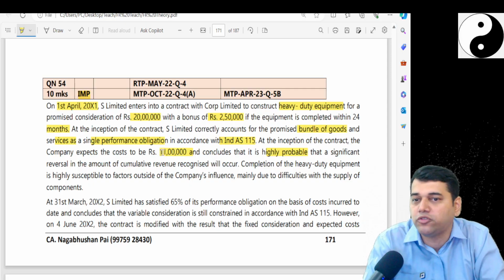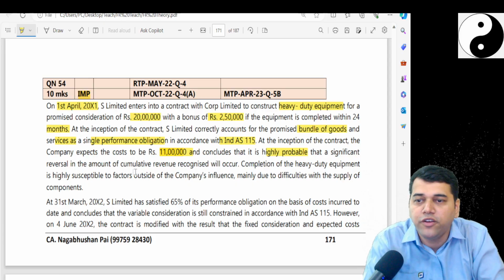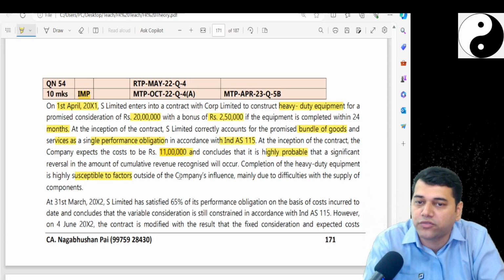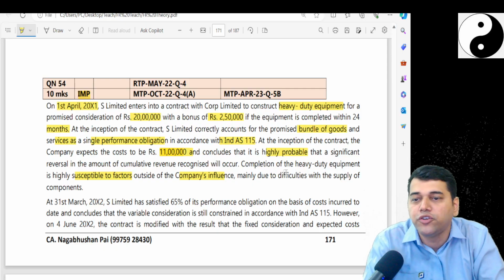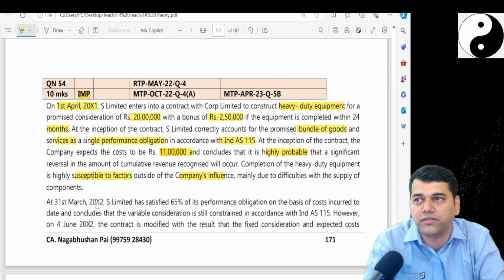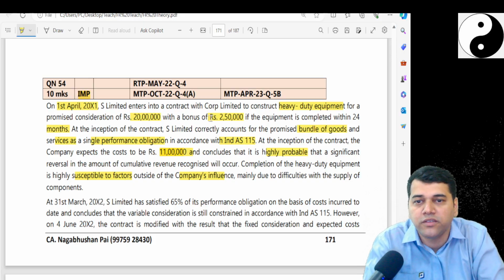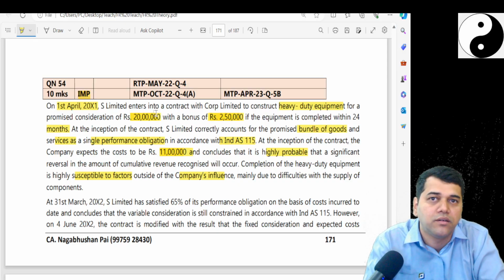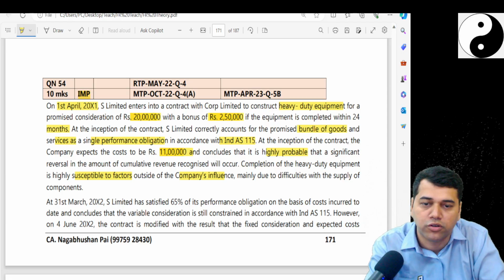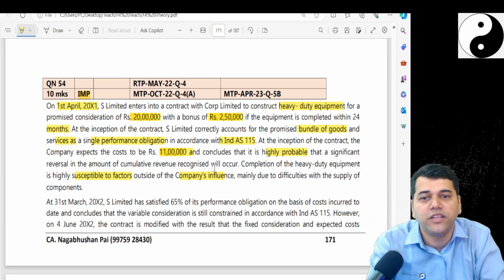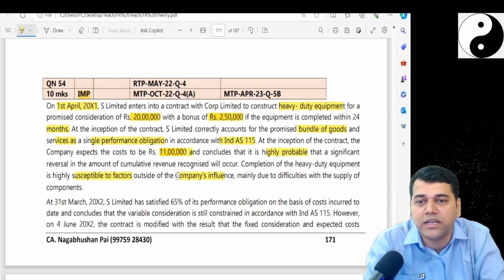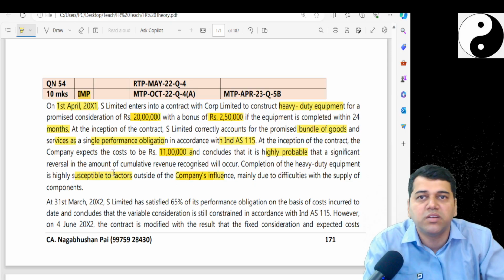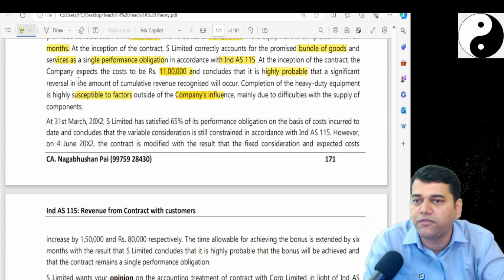Cost to be 11 lakhs. So this is your estimated cost. Completion of heavy duty equipment is highly susceptible to factors outside the company's influence, mainly due to difficulty of supply of the components. Why have they given this sentence? Probably for this bonus element. Fixed, you are definitely going to get, but bonus God knows, will you get or not. And for this they need to have that experience, and they said somewhere that the company doesn't have that experience or something. Let us see, as we further proceed.